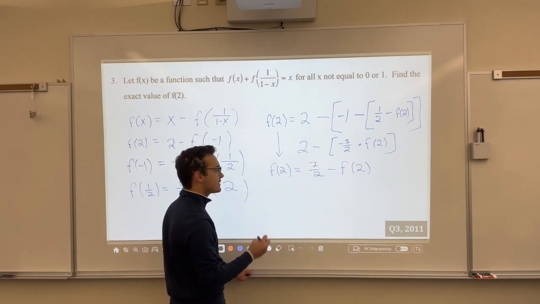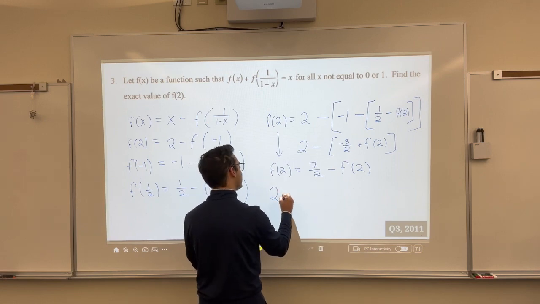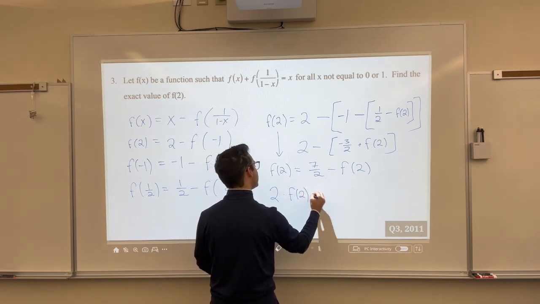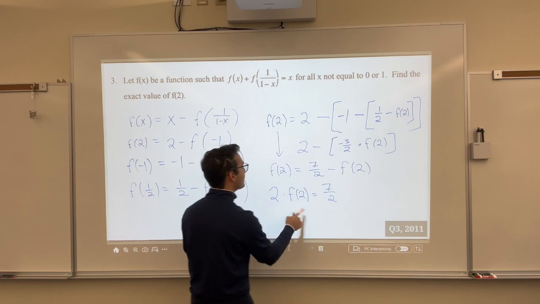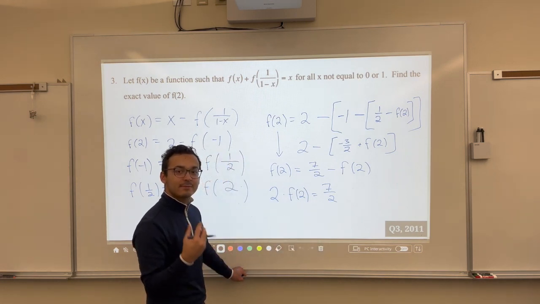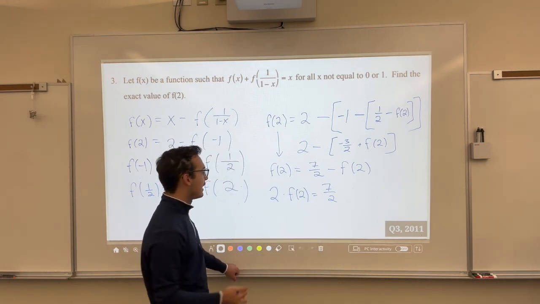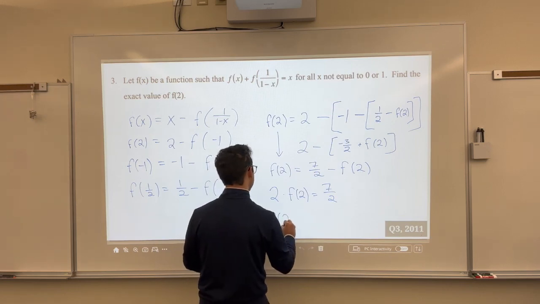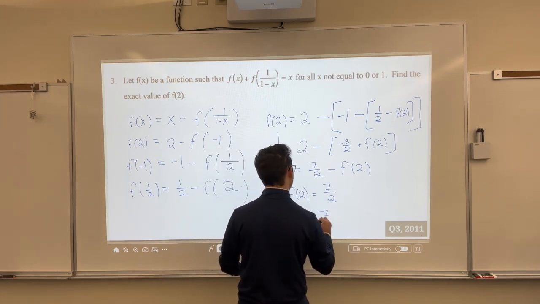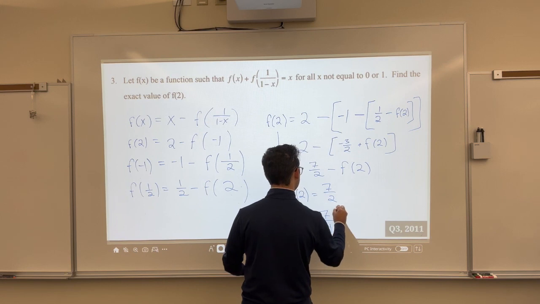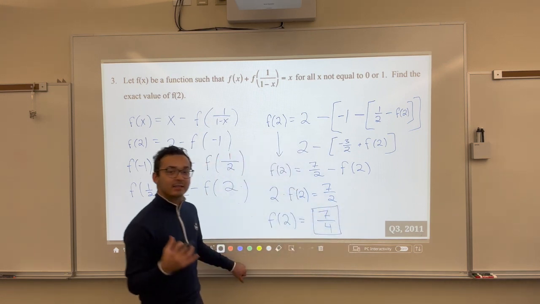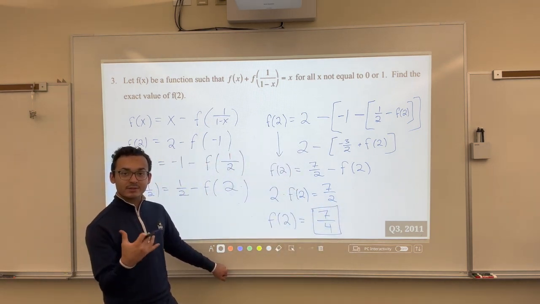Add f of 2 to both sides. So 2 times f of 2 is equal to 7 over 2. Now to solve for f of 2, all you need to do is divide both sides by 2, and you get that f of 2 is equal to 7 over 4. So your final answer to this problem is 7 over 4.